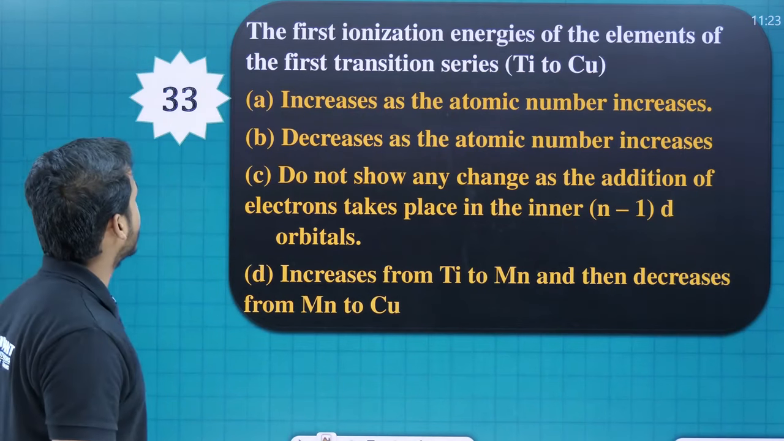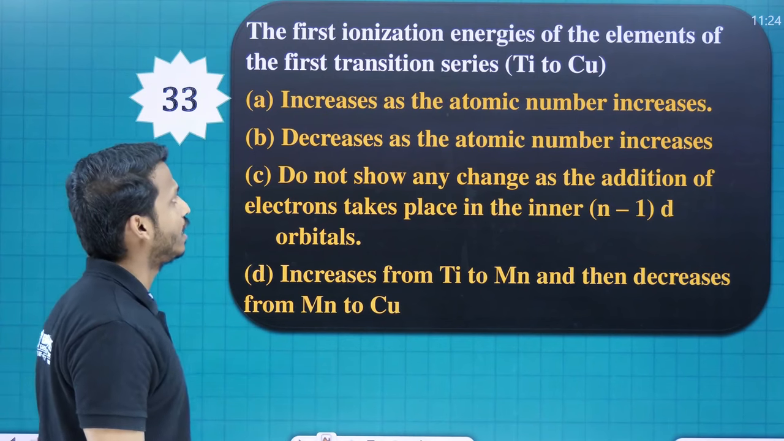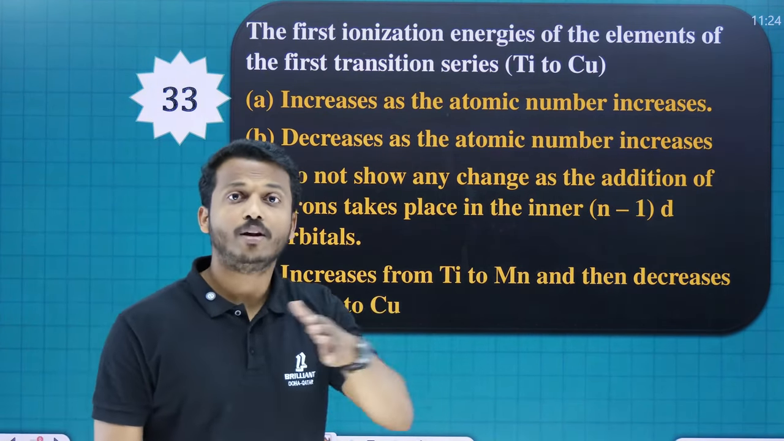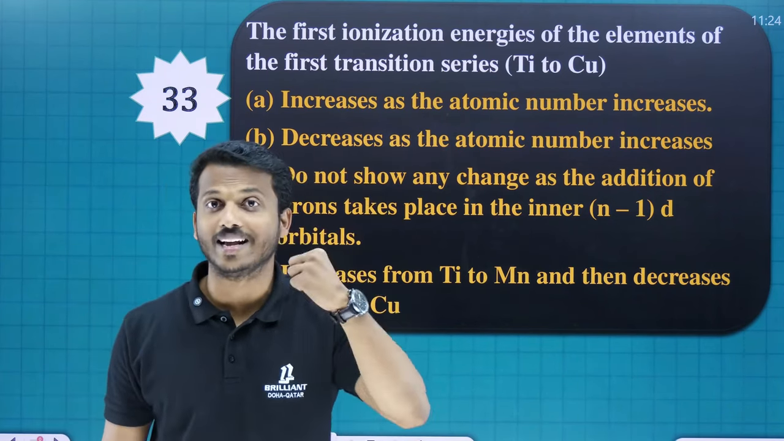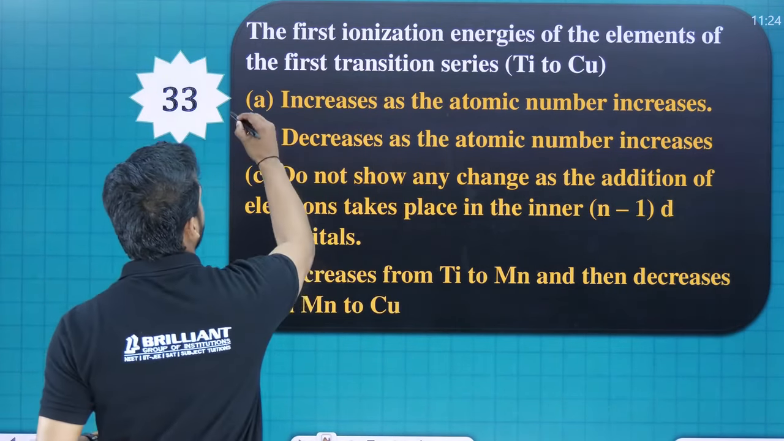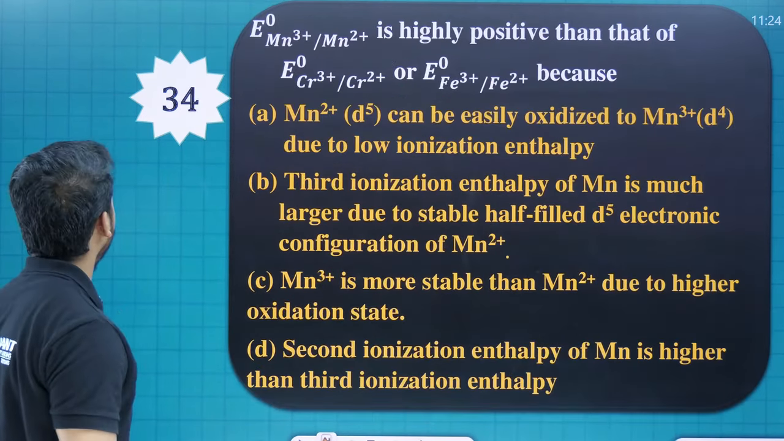Right. The first ionization energy of the elements of the first transition series, titanium to copper. Just as we discussed, left to right across a period, atomic size decreases and ionization enthalpy increases. So the first ionization enthalpy increases as the atomic number increases.